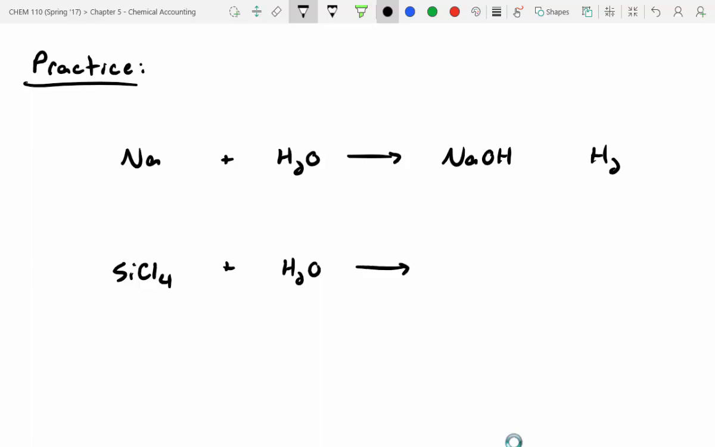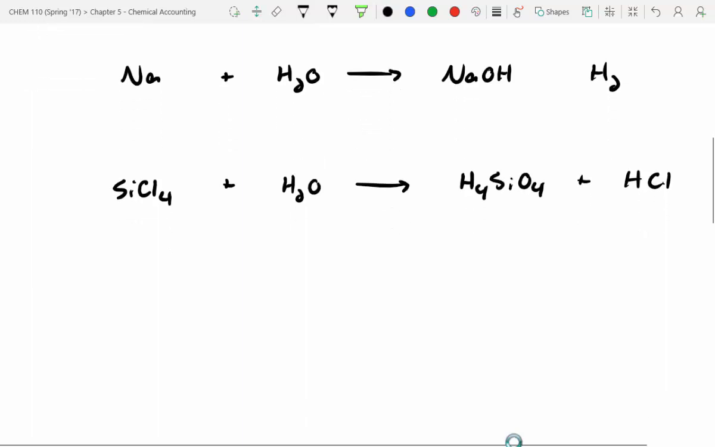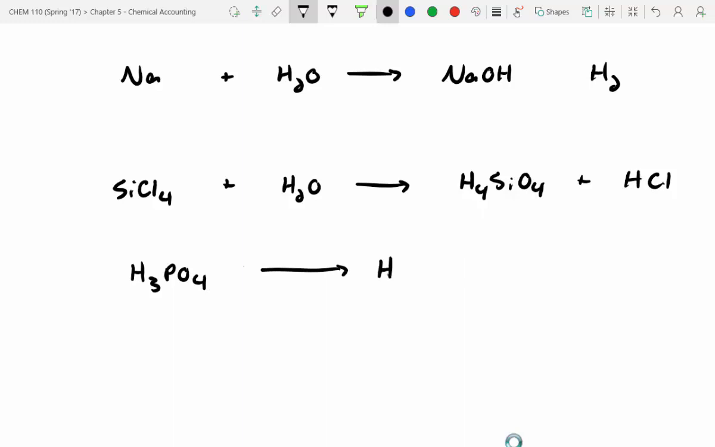Goes to more complicated molecules, where we make hydrochloric acid. And then for our third one, we'll do phosphoric acid, which is H3PO4, dissociating H4P2O7 plus H2O. And then we'll do a challenge one after this. So let's start with the sodium one.